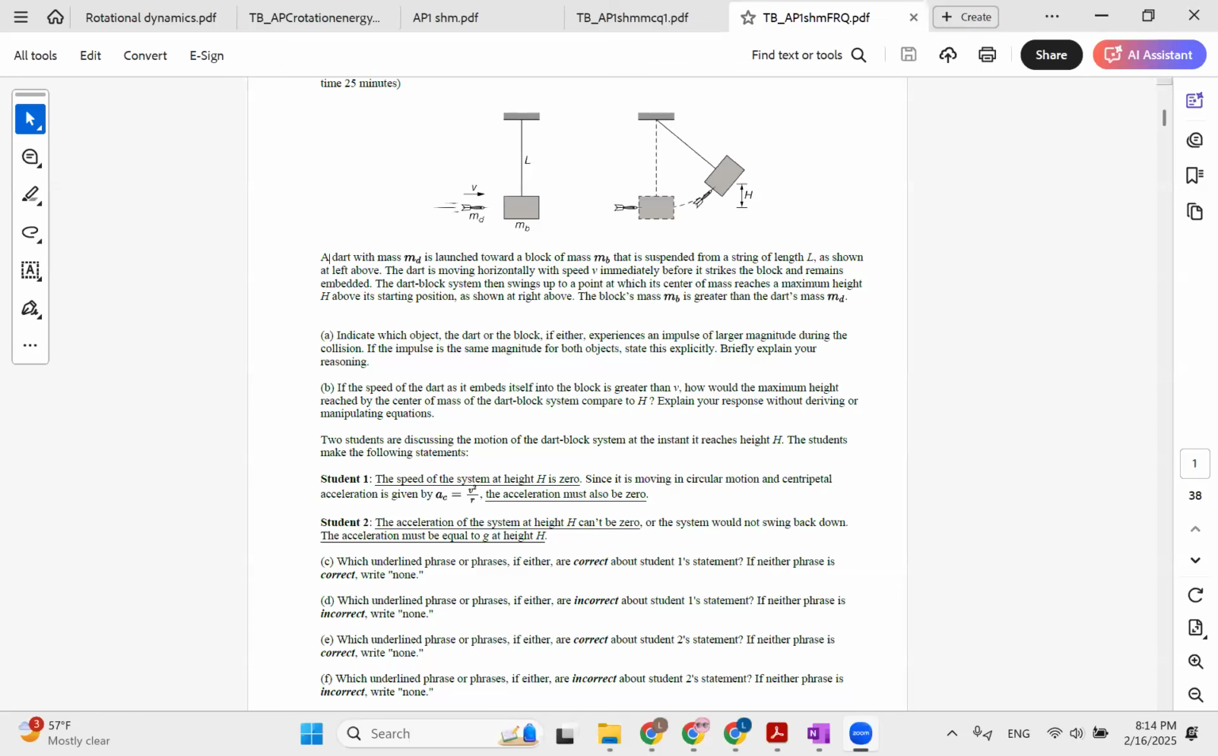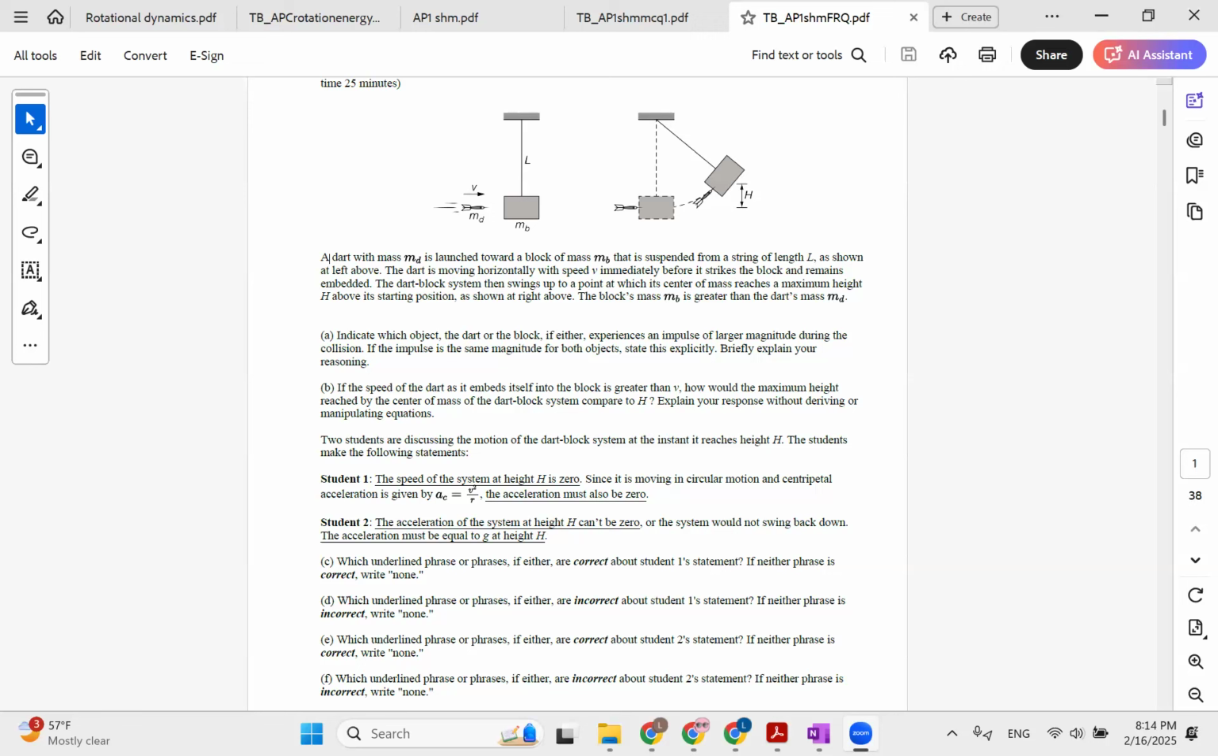mb that is suspended from a string of length L as shown at left above. The dart is moving horizontally with speed v immediately before it strikes the block and remains embedded. The dart block system swings up to a point at which its center of mass reaches a maximum height h above the starting position, as shown right above. The block's mass mb is greater than the dart's mass md.